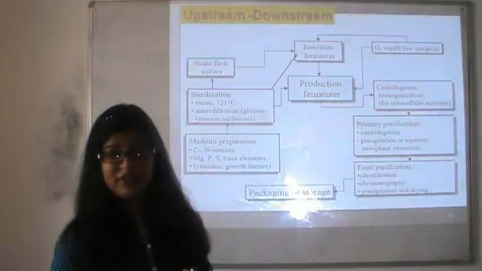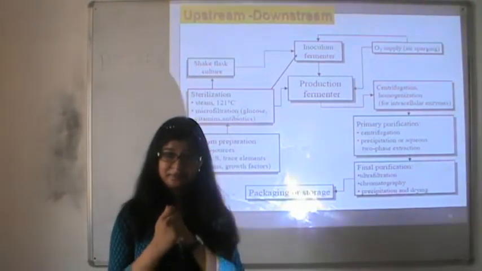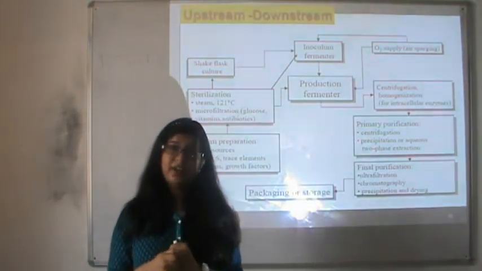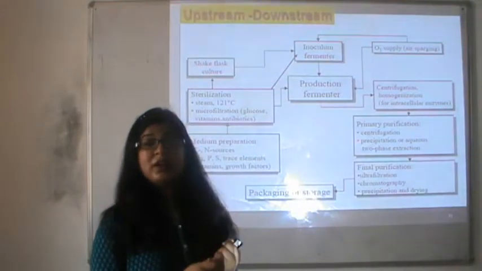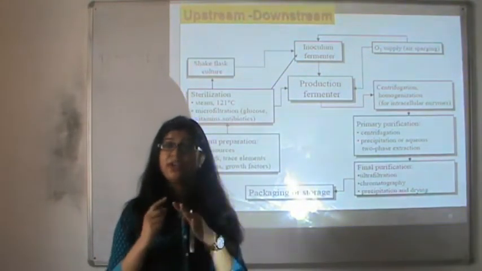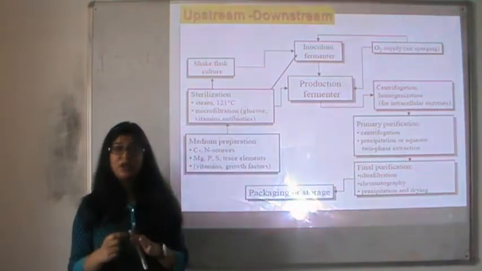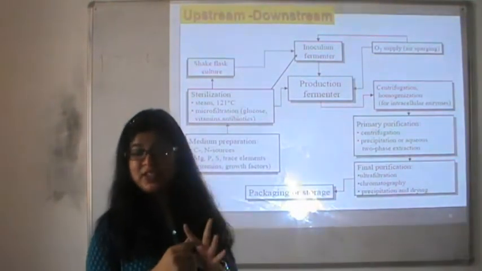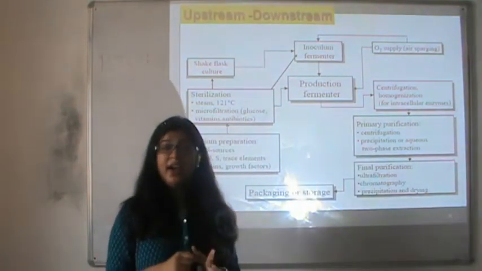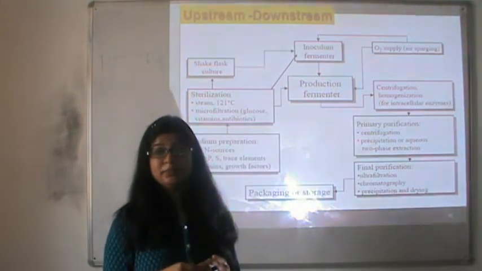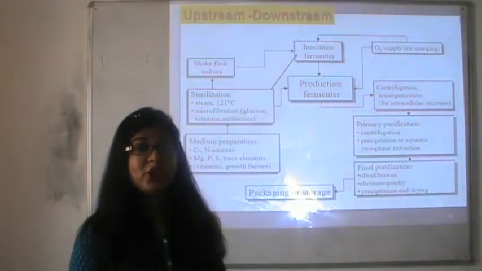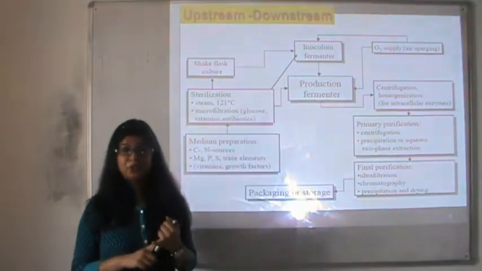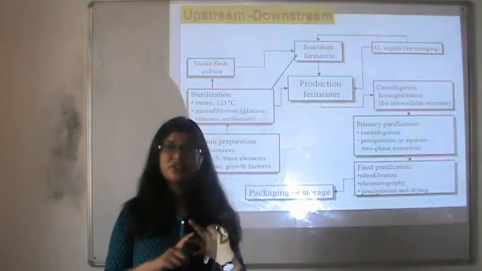Now we will recap what we have studied. We have studied what is bioprocess, why it is used over chemical methods of production, what is unit process, what is unit operation, what is upstream process, what is downstream process, why sterilization is required, and what all the organism requires. Proper pH, proper temperature, proper nutrients, proper oxygen supply.